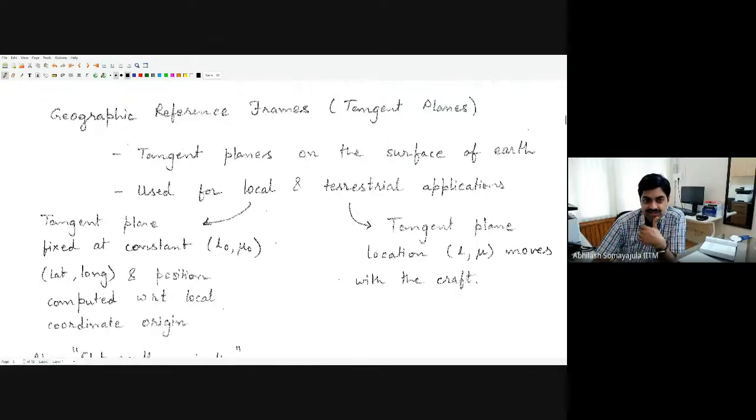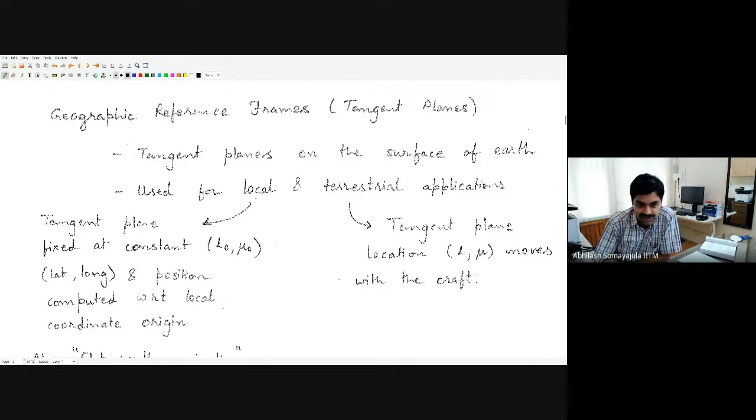All right, and these sort of geographical reference frames are used for local and terrestrial applications, which means that when we want to look at how a craft or a ship moves between small regions of space, these are the coordinate frames we'll be looking at. When I talk about terrestrial applications, I mean long distances, so long that the curvature of the Earth starts to make a difference. That is why here you have to take the longitude and latitude of the craft as it moves across the surface of the Earth.